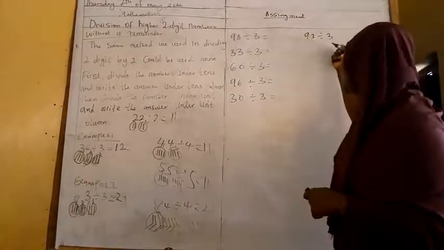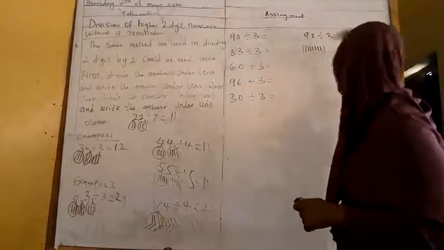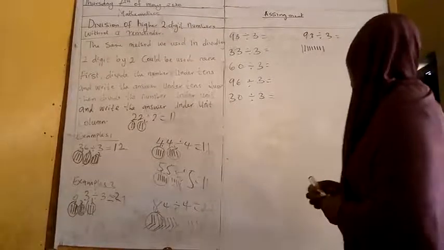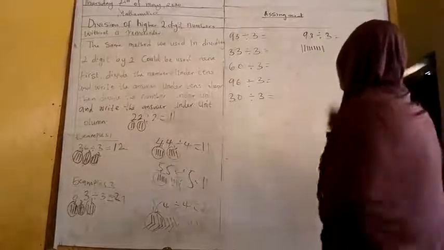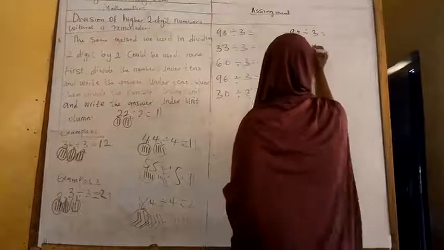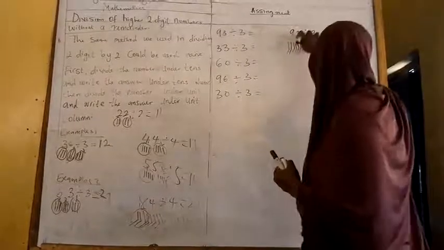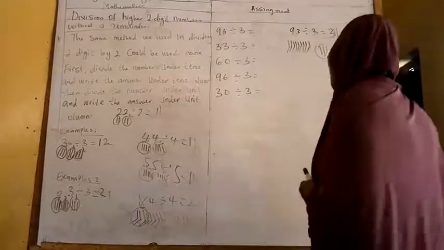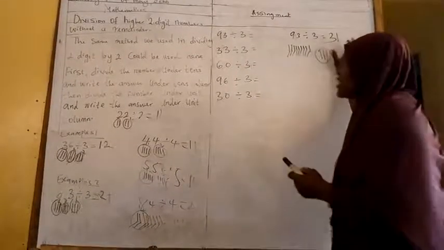So all you need to do is count your 9: 1, 2, 3, 4, 5, 6, 7, 8, 9. Don't forget, you write your 9. Now you sort it into 3s. Don't forget we are dealing with 3s. So you just do it like this. 1, 2, 3. 1, 2, 3. 1, 2, 3. You write your 3. And this one is how many 3? 1. You can count 1, 2, 3. So you write 1. You have 31 when you are sorting 93 by 3. You have 31 as your answer.